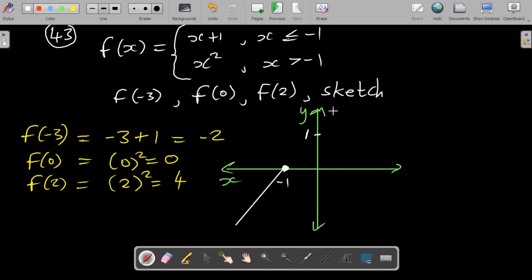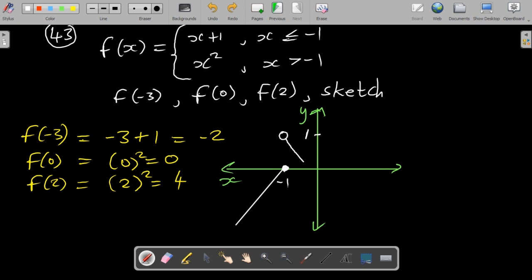Then from minus 1 going to the right, we have x squared, which is a parabola. And x squared is normally just this parabola that looks like this. And now we have to restrict it to just minus 1 going to the right. And at minus 1, it should have had a value of 1. And the circle is open because this does not include minus 1. It says x greater than minus 1. But that's where we start anyway. So the circle just means that that part is not included.